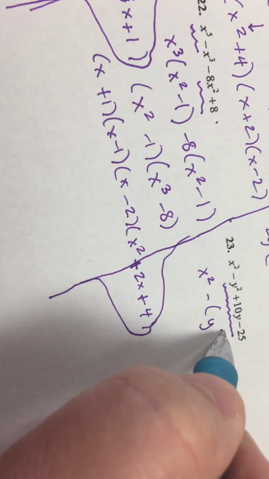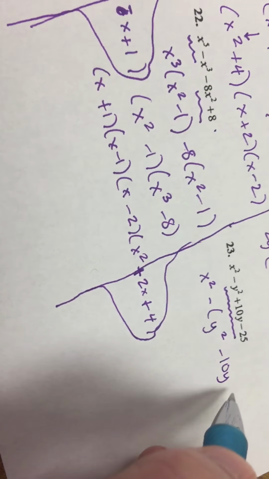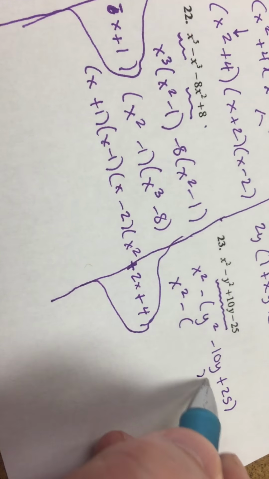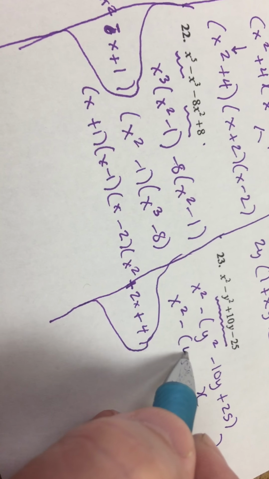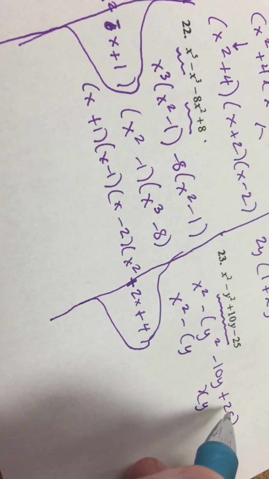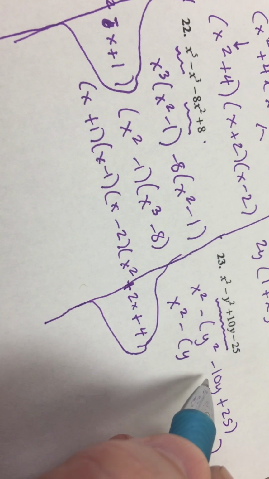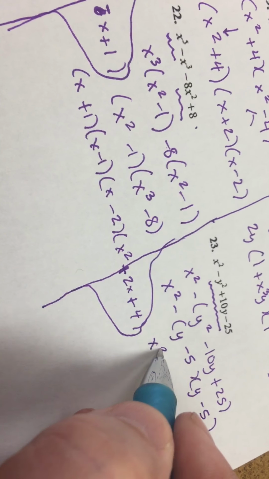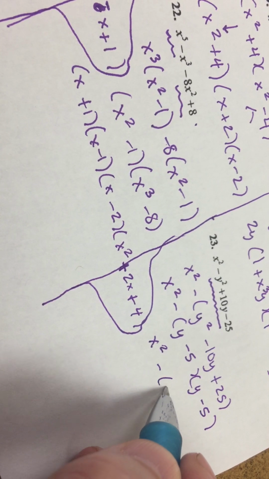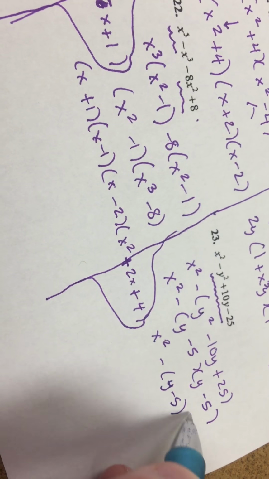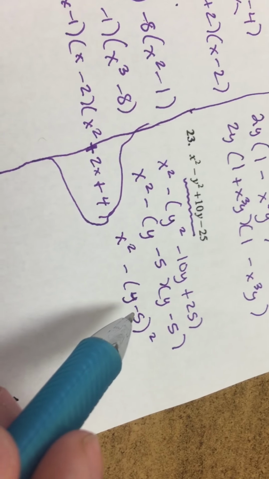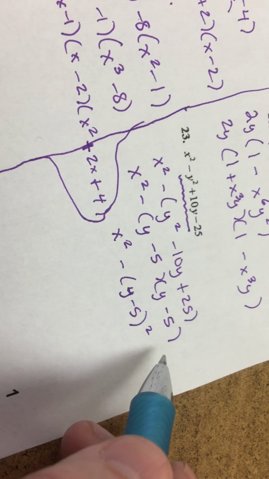so I'm going to pull out the negative and get y squared minus 10y plus 25. So then I try to factor these last 3 guys. So what gives me y squared? y and y. What gives me 25 and a middle term of negative 10? Minus 5, minus 5. And lo and behold, I got x squared minus y minus 5 squared. I got y minus 5, which I'm going to write as y minus 5 squared.